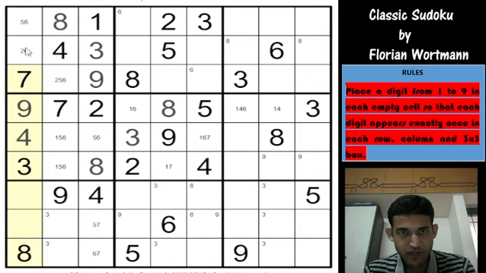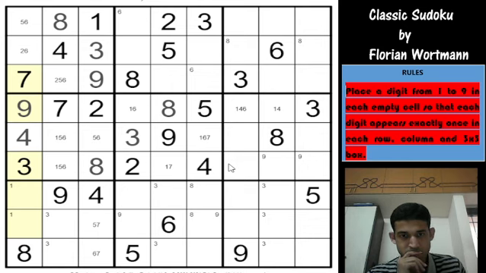3, 4, 7, 8, 9. So 1 has to be in one of these two cells for the column. Okay, this may be important. In row 7, 6 has only 2 cells left. You can't have 6 in these cells. 6 cannot be in column 8, so 6 is in one of these two cells. Okay.